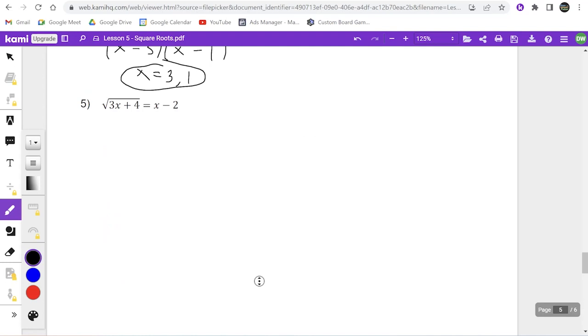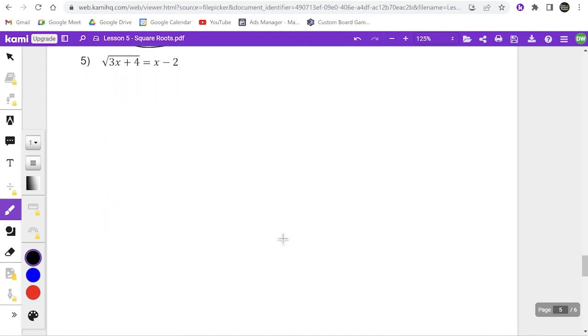So now number 5, this one I'm not going to ask you to do on your own because this one's harder. But basically the idea is this. Again, you're going to square both sides, okay? When I square the left side, it's easy. It's just 3x plus 4. The square root and the squared cancel.